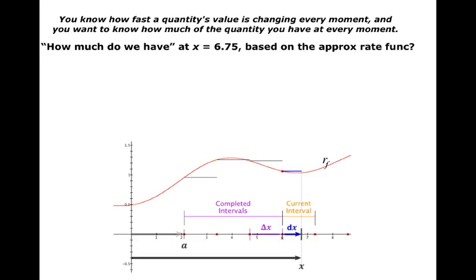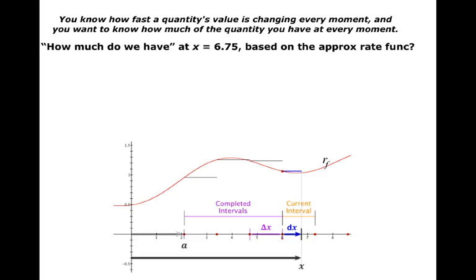So answering that question means, in general, doing what? This is what we talked about at the end of class last time and you worked on in your homework. What does it mean in the broadest sense to be able to calculate how much we have at x equals 6.75? Any volunteer? So add up what? Okay, so intervals are objects. We're not adding intervals, but we're adding something about the intervals. What are we adding about the intervals?